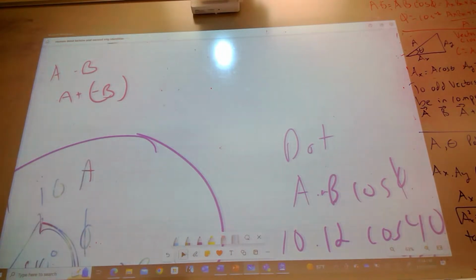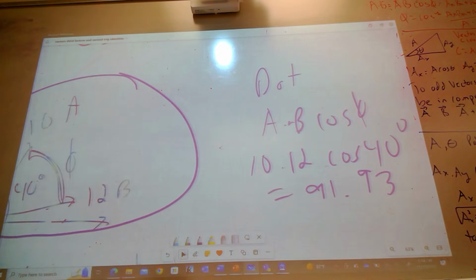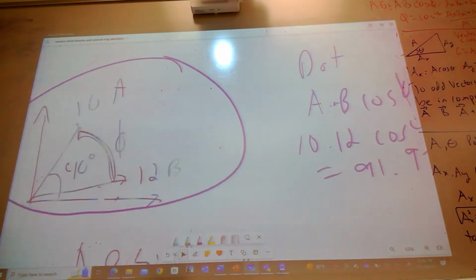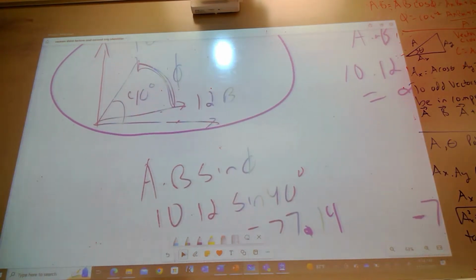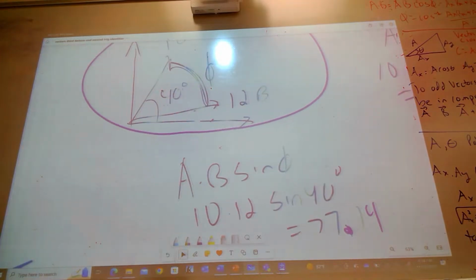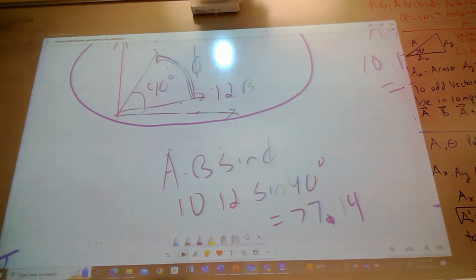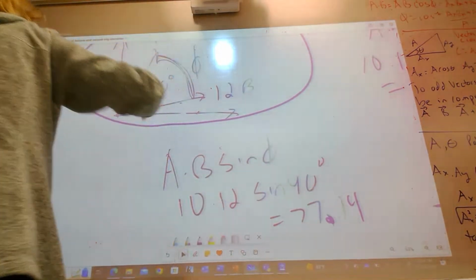Naya, did you get the dot product? 91.93. Okay, good. It's just 120 times cosine 40. Jaden, did you get the cross product? 77.1. Okay, what's the direction? Away. Okay, so we crossed A with B, good. A with B is like this, so it's into the board.